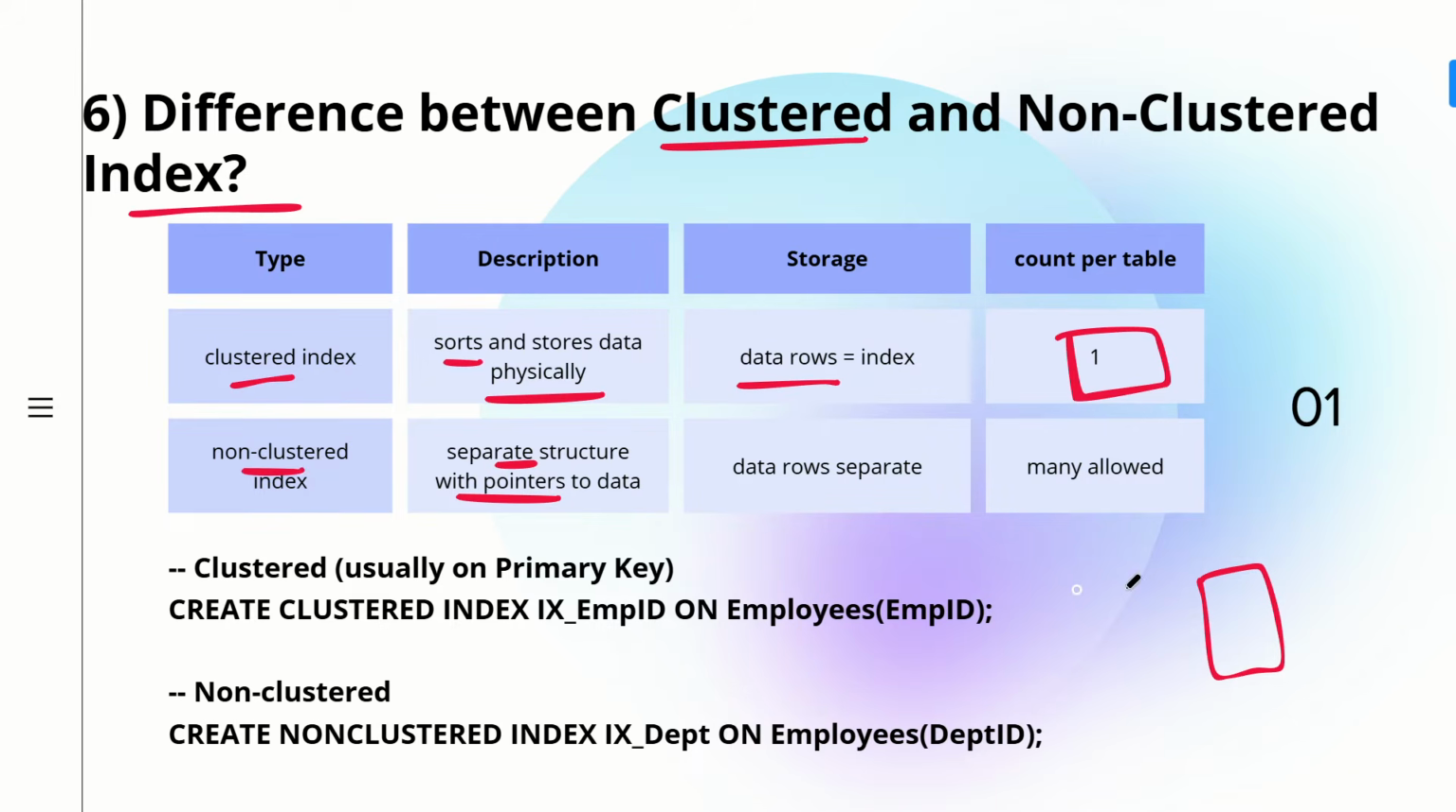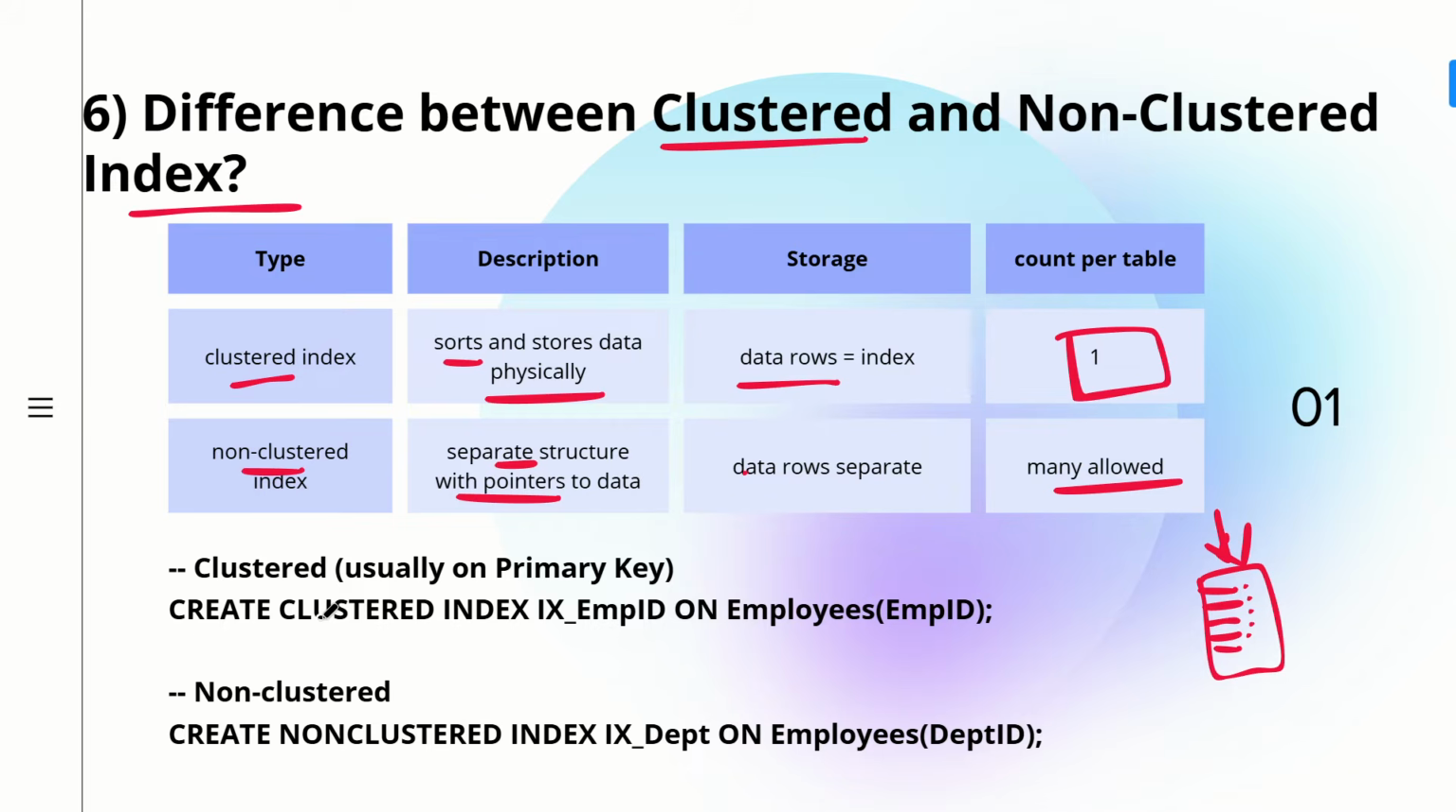But with non-clustered index, it is like a book, where you will have an index page. In the index page, everything is written, that this topic is available on which page number. So that is how, in non-clustered index also, a separate structure with a pointer to the data is maintained. This is the structure where you have a reference of every data and where it is available. So you keep that in the non-clustered index, and the data rows separate. And there can be many non-clustered indexes in our table.